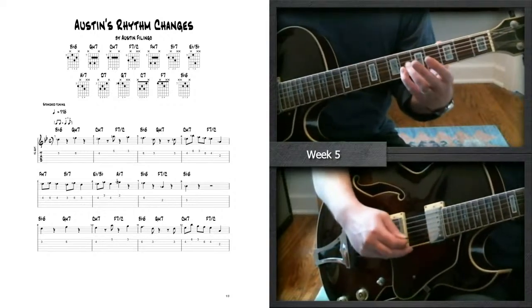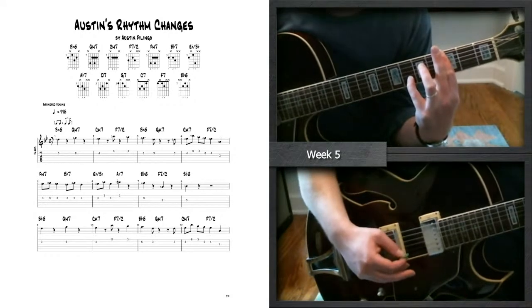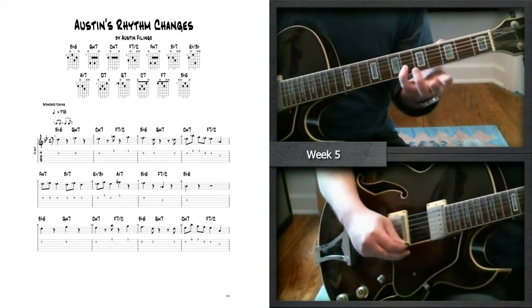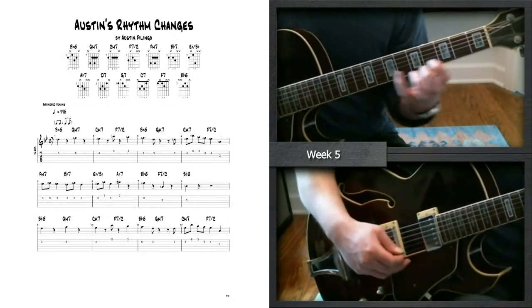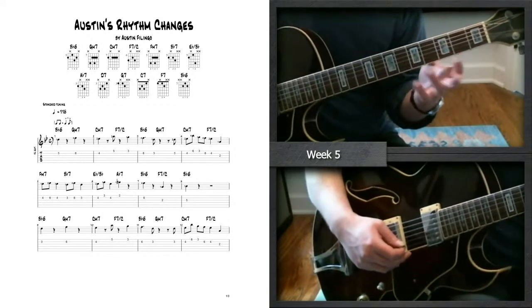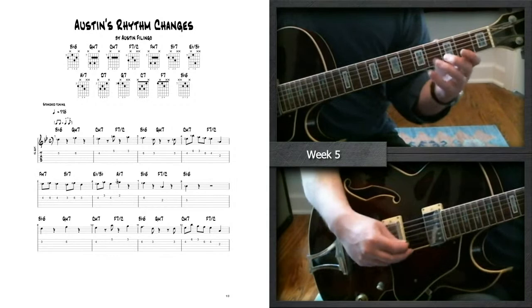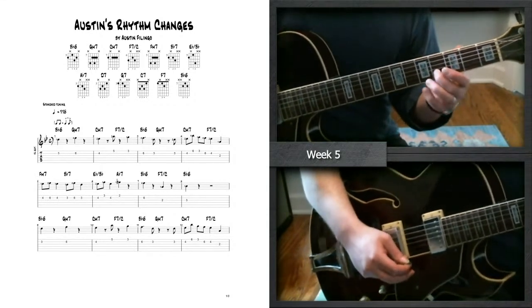So we have 1, 2, 1, 2. Now we're at G minor. I chose to use the seventh, the E flat note there. So we have 1, 2, 3, 4. Now C minor. I'm trying to keep everything in the same area here, just using chord tones. 2, 3, 4. C minor, I'm using the flat third.